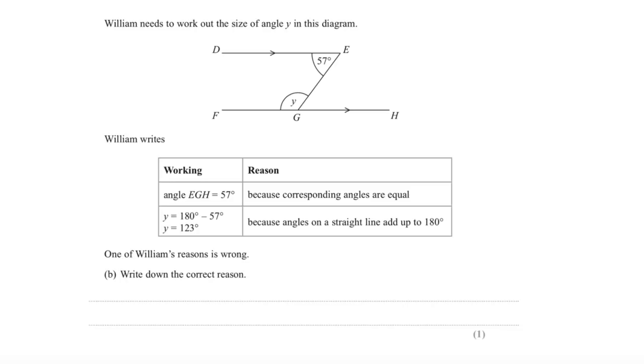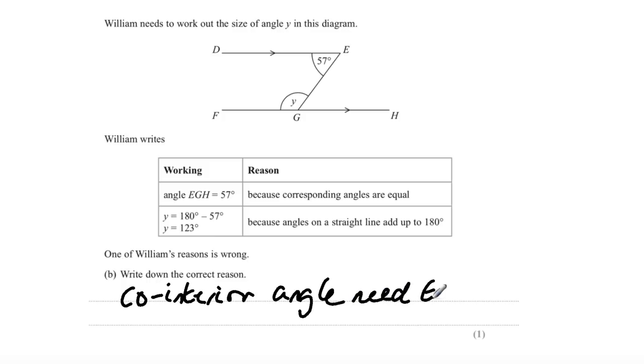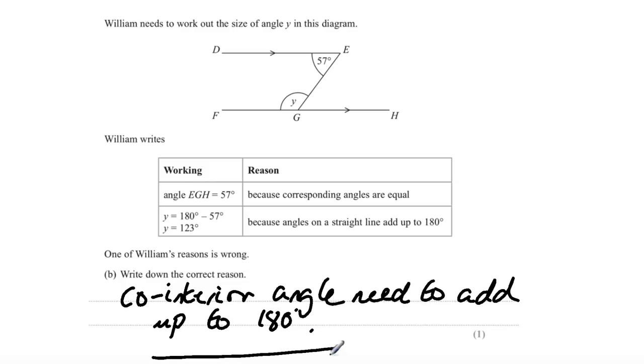One of William's reasons is wrong. Write down the correct reason. Well, the correct reason is that co-interior angles, these two angles, need to add up to 180. So co-interior angles need to add up to 180 degrees. That's the correct reason.